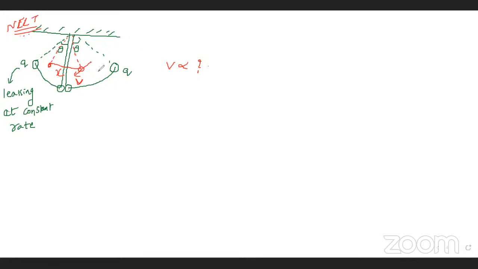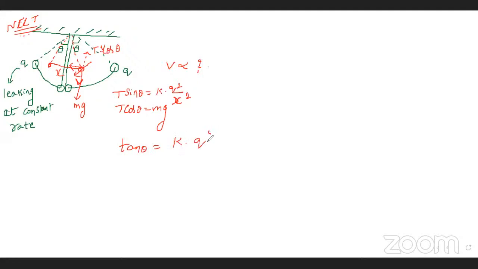Now, the downward force mg should balance with T cos theta, isn't it? T cos theta should balance with mg. Similarly, the side force T sin theta should balance with the force k into the product of the charges, q squared by distance squared, x squared. If I divide these two equations, tan theta equals k into q squared by x squared by mg.